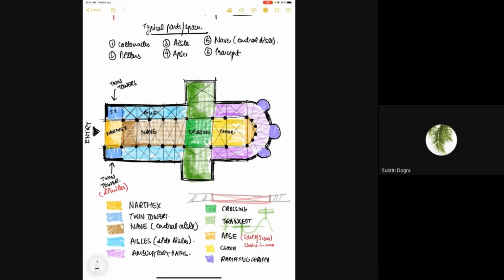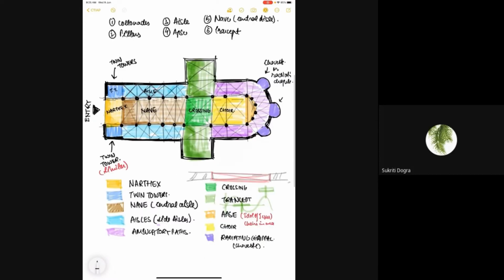In some books, this is also referred to as chevets. So it is also called a chevet or radiating chapels. Fine, is that clear? So this is a typical plan of your church. Overall, to give you a recap, I'll explain all the parts again.